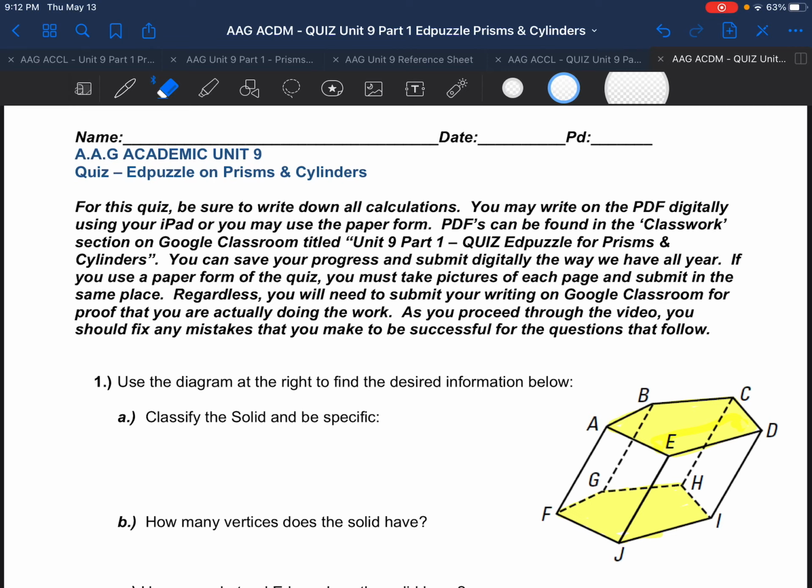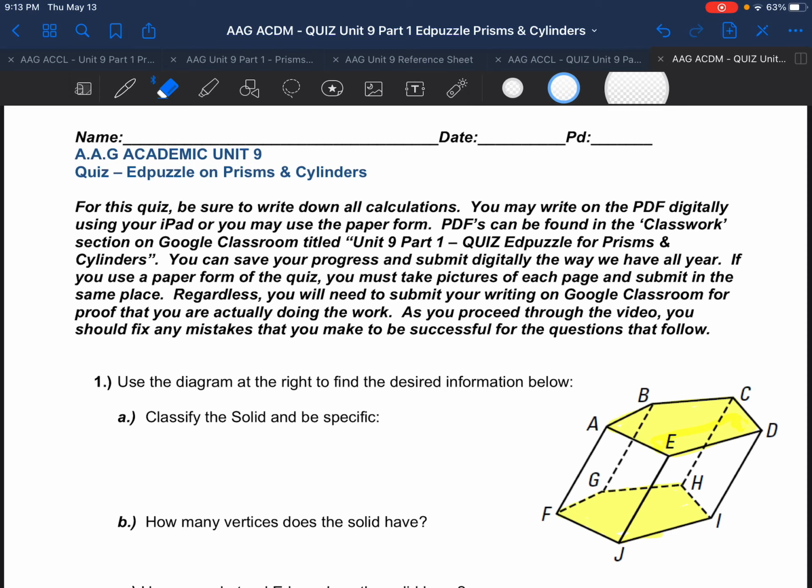So here we go. I'm going to read the directions and we're going to get started. For this quiz, be sure to write down all calculations. You may write on the PDF digitally using your iPad, or you may use the paper form. People at home, if you want to print, you can use paper if you want, but you're going to have to take pictures. I highly recommend you use your iPad so that you can use highlighters and different colored pens and organize your work that way. So let's keep it going.